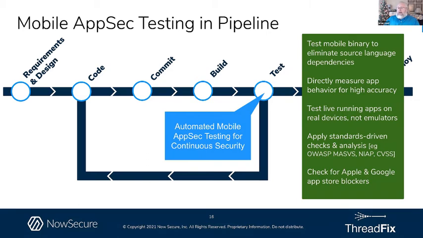So I test the mobile binary. That eliminates language dependencies. It doesn't matter what the mobile app's written in. Traditional static source code analysis is worried about what language you're in. You're waiting, you get delays for language compilers. No, we don't. Doesn't matter. Any language, as long as it runs.